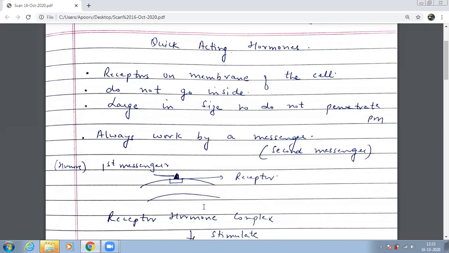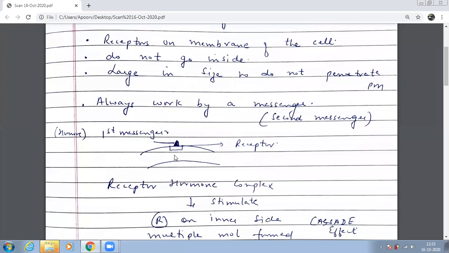See the plasma membrane of the cells. Can you see this? See the receptor. This rectangular thing which I have drawn is the receptor. Is the receptor present on the membrane or inside the cell? On the membrane. It is present on the membrane.